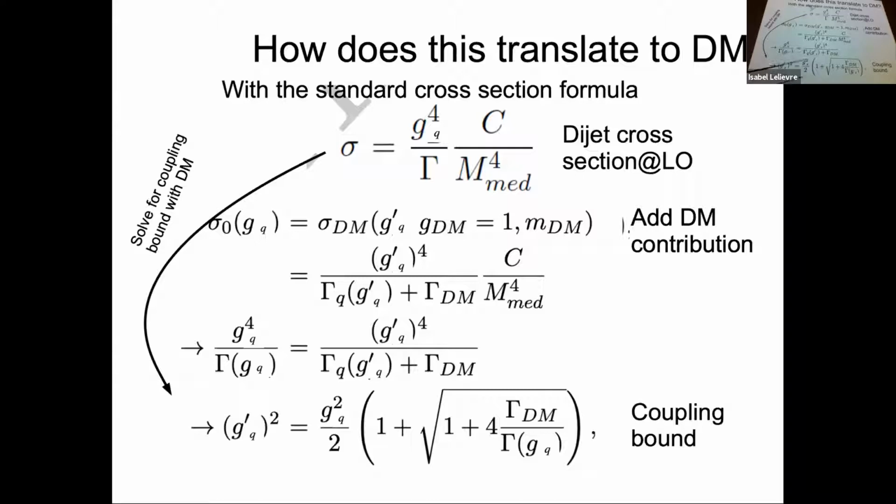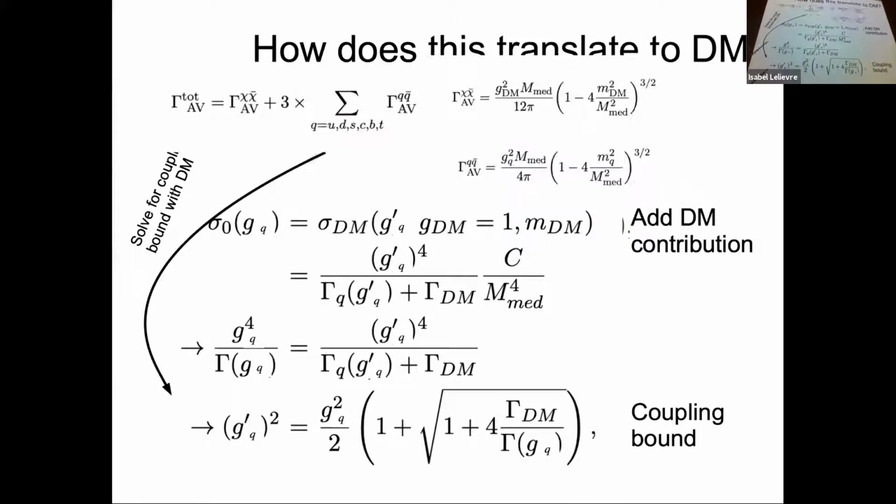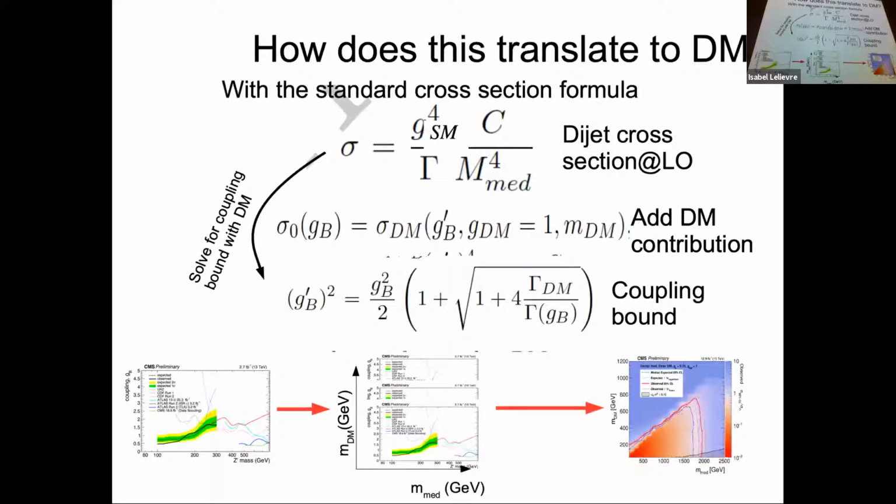And just as a note, it's not completely true. You can't just do it by eye here, because this is g to the fourth, and this is g prime. So you have to expand the widths in terms of their couplings. So you need these formulas. But the nice thing is that once we have this, we can take our bounds computed without dark matter, and then translate this to a coupling when there's dark matter.